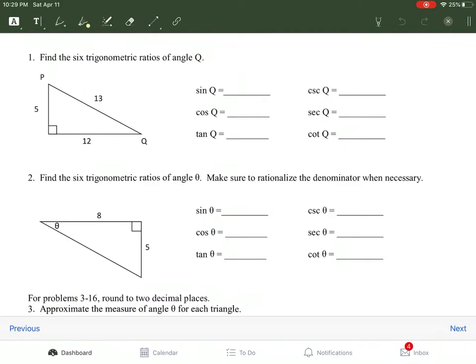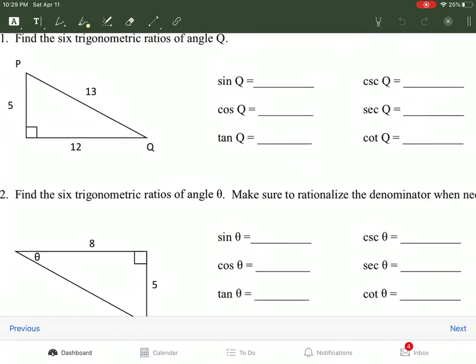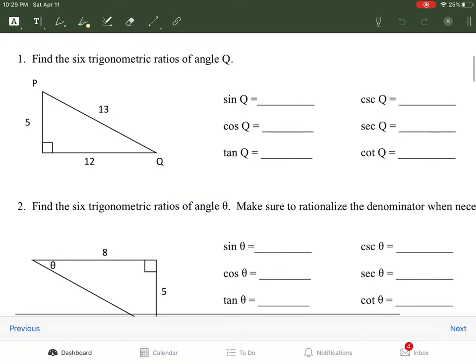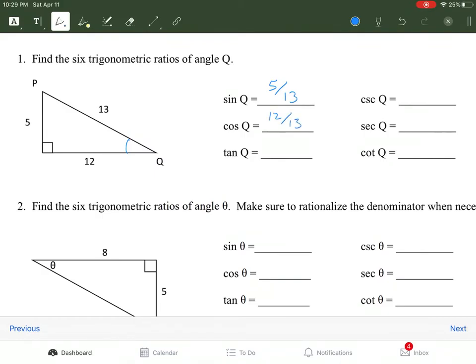All right, number 1, we want to find the sine, cosine, actually the 6 trig functions for this triangle. Okay, all we want to do is write down the fractions. So sine is going to be opposite over hypotenuse, and our angle is at Q, so the opposite is going to be 5. The hypotenuse is 13. Cosine, adjacent over hypotenuse, so 12 over 13. Tangent is opposite over adjacent, so it's going to be 5 over 12.